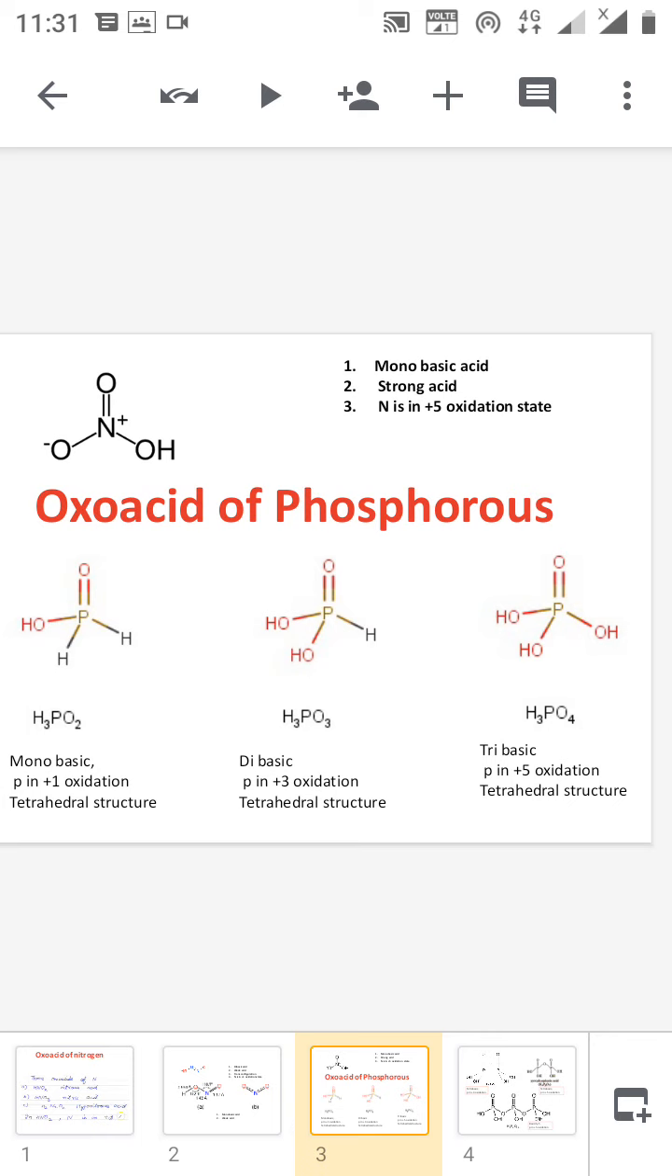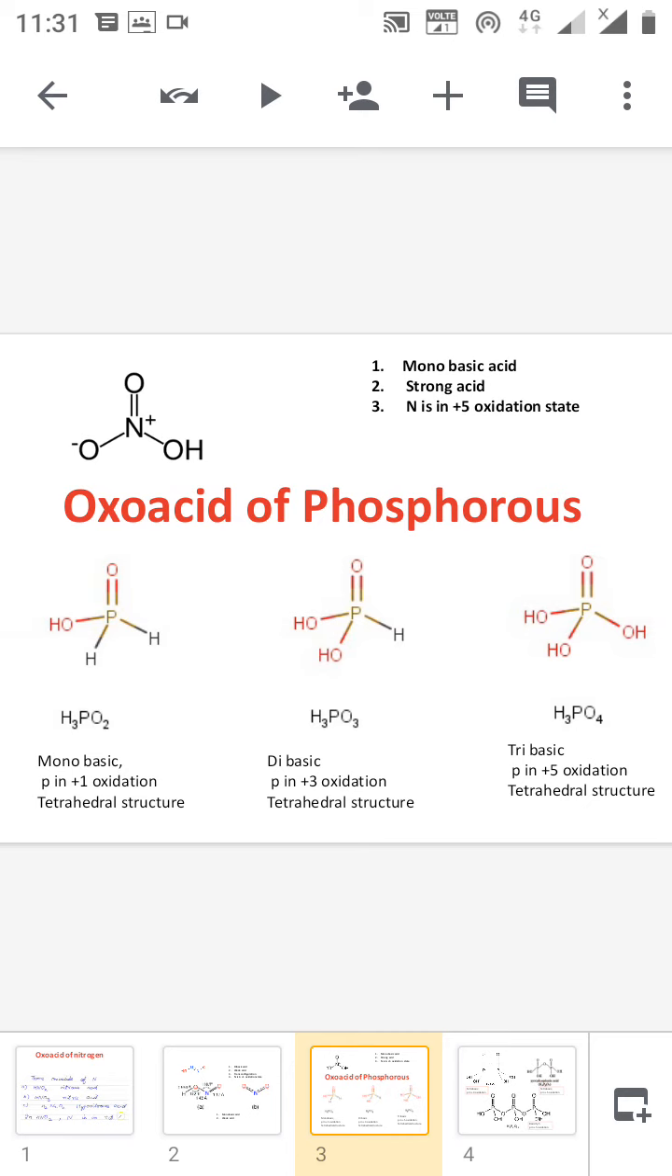Now we are moving into the oxo acids of phosphorus. Phosphorus forms three different types of oxo acid. As we discussed earlier, the number of OH groups present in the structure will determine the basicity of the oxo acids of phosphorus. First we move into the first category, whose general formula is H3PO n, where n is equal to 2, 3 and 4.